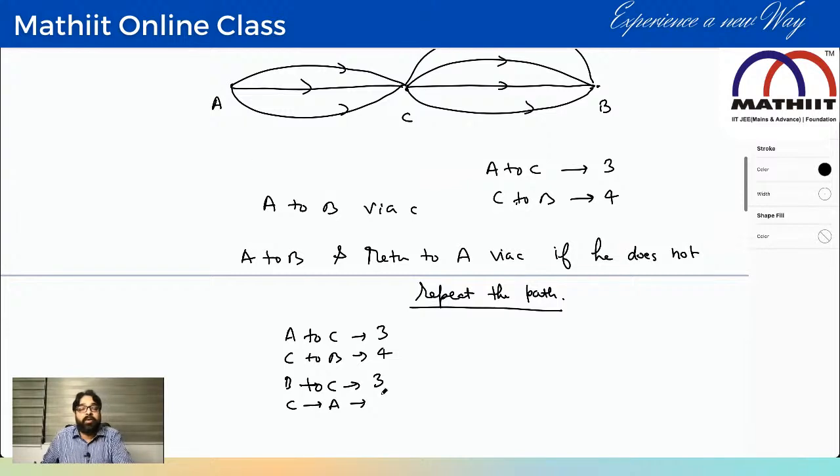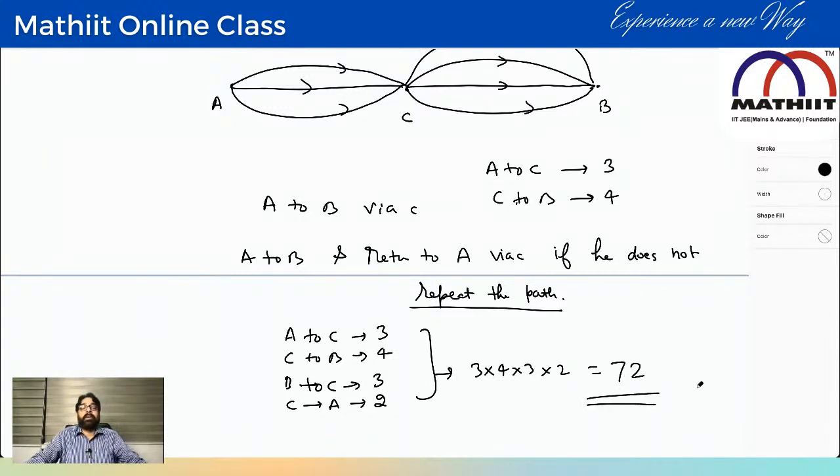Similarly, C to A only 2 ways. So between them what is there? AND is there. So what will it be? 3 into 4 into 3 into 2. So 9 into 8, 72. There are 72 ways by which the person can complete this journey. I hope it's clear. Some people are saying 18. Somebody saying 16, 24. From where the answer is coming, I don't know. But people are playing with the mathematics.